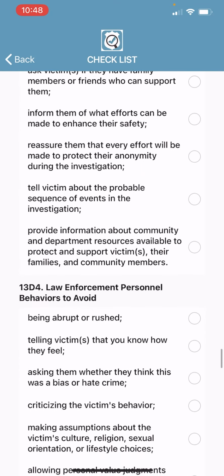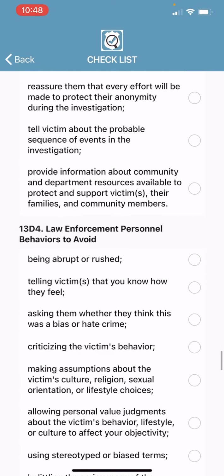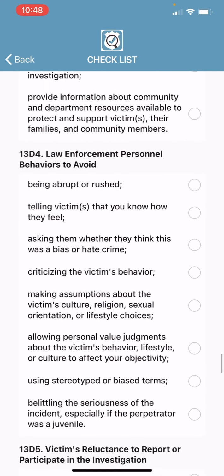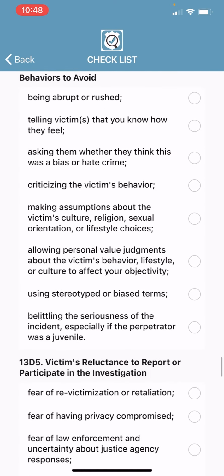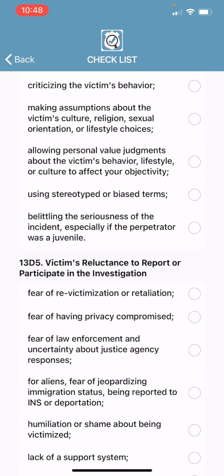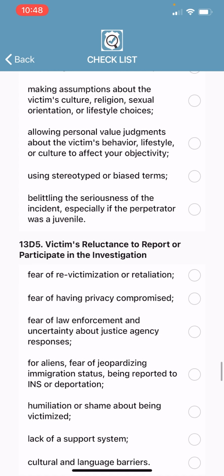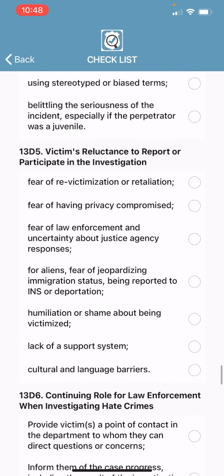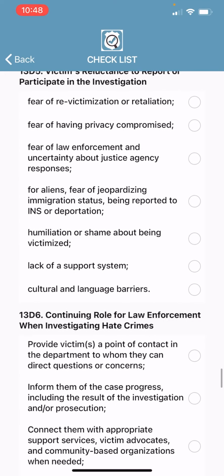13D4, law enforcement personnel behaviors to avoid. Things that you need to ensure that you don't do so you don't affect the outcome. 13D5, victims' reluctancy to report or participate in the investigation. As a reporting officer, you need to consider these things when you're interviewing victims and witnesses.